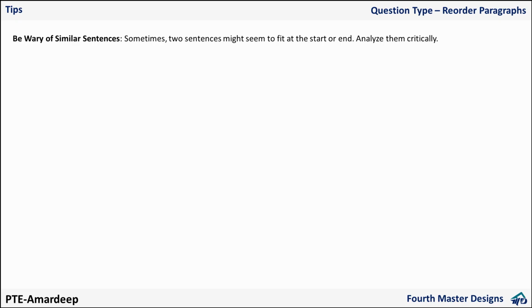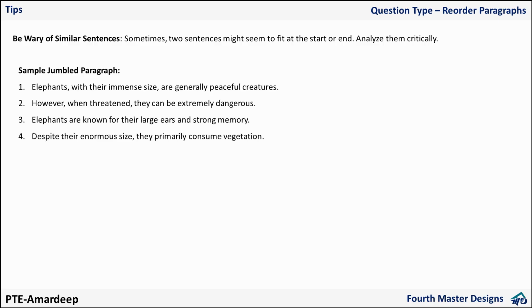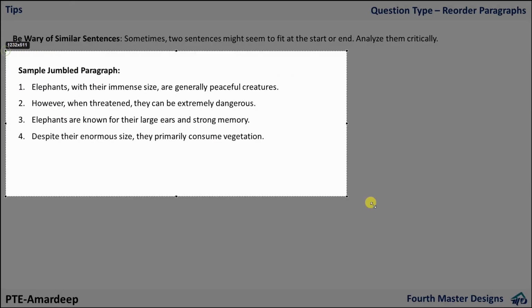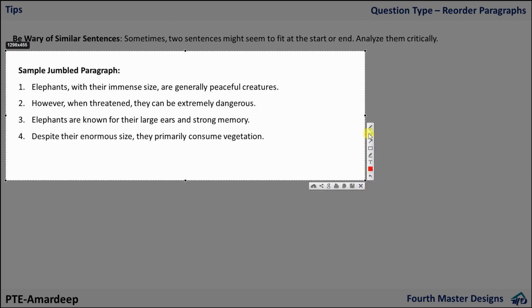Okay guys, now the next suggestion: be aware of similar sentences. Let's again understand with the help of an example. The first one is about elephants. "Elephants with their immense size are generally peaceful creatures." Maybe this can be our definition. However, this can't be our first one. "Elephants are known for their large ears and strong memory." This can be our first one.